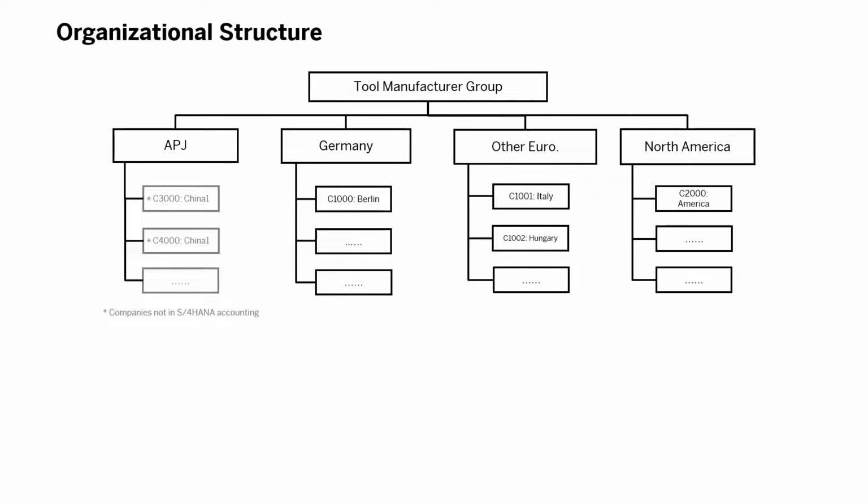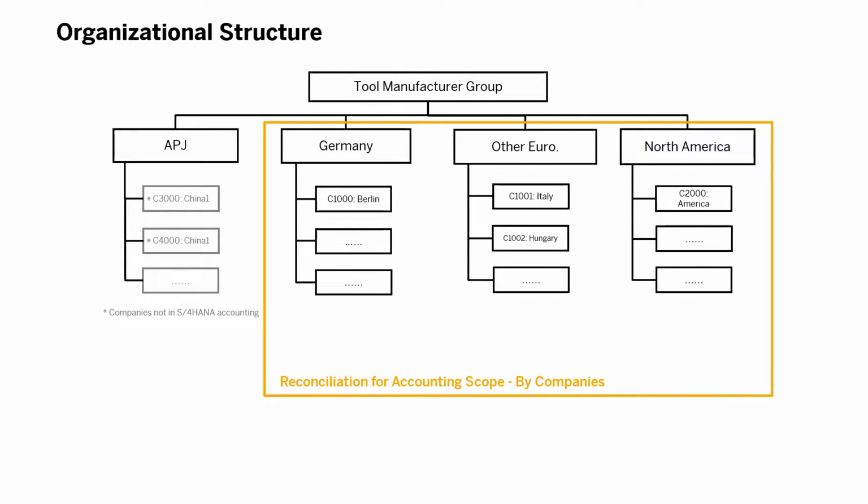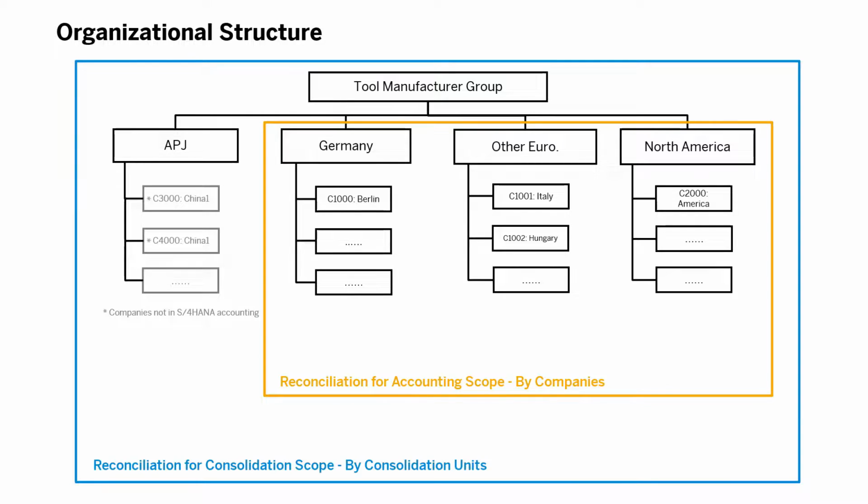Let's have a look at an example to see how the new solution can help in the reconciliation process for this particular tool manufacturer group. This group has companies using SAP S/4HANA financial accounting and has companies outside of SAP S/4HANA. The reconciliation solution applies to both cases, accounting scope by companies and consolidation scope by consolidation units.